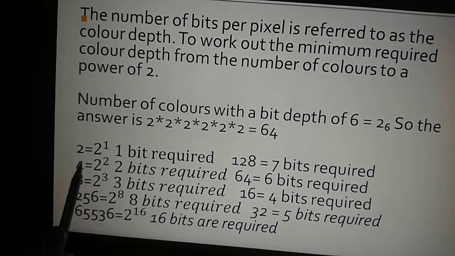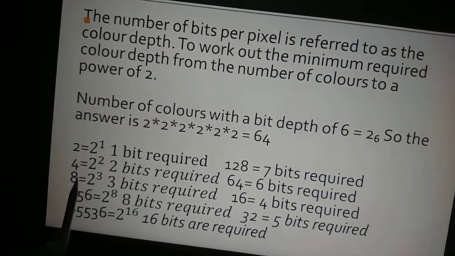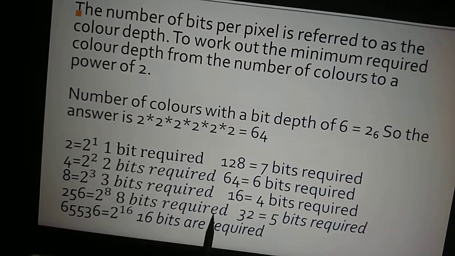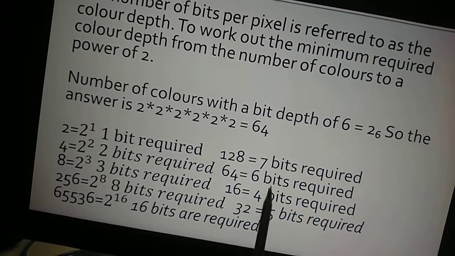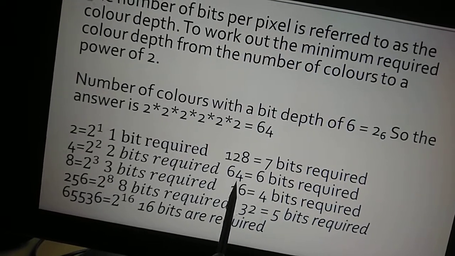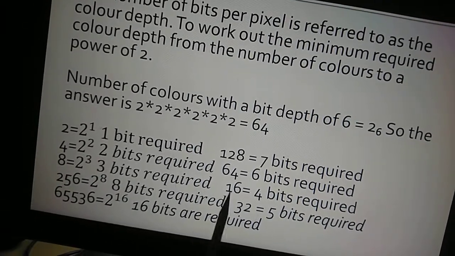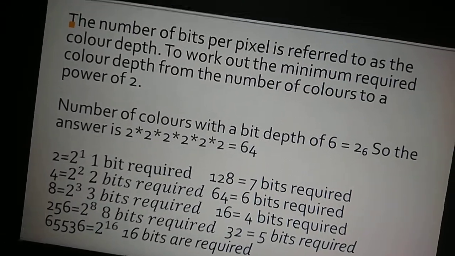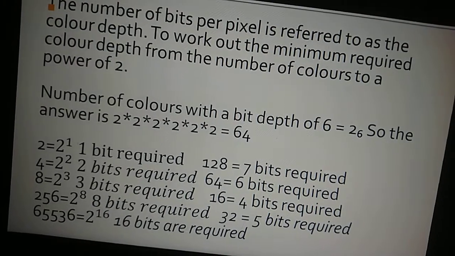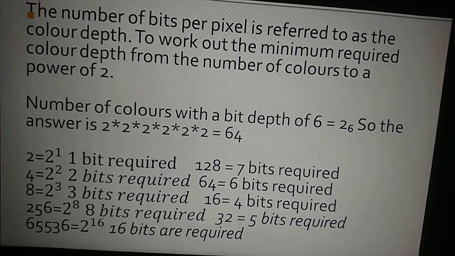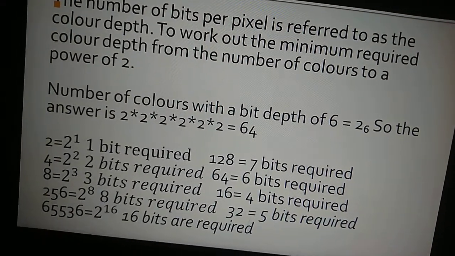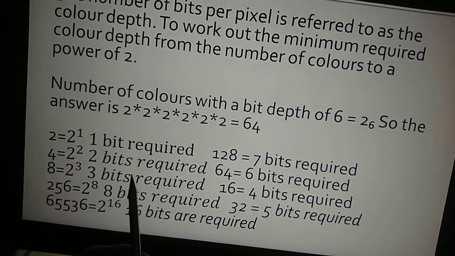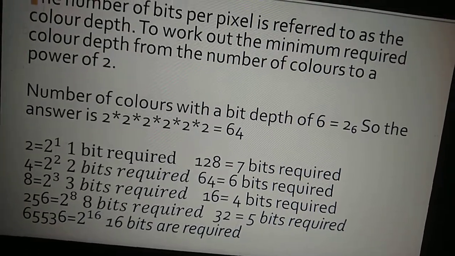So if you want 2 colours, you need 1 bit. If you want 4 colours, you need 2 bits. If you want 8 colours, you need 3 bits. And so on. If you want 16 colours, you need 4 bits. If you want 64 colours, you need 6 bits. If you don't have the right amount of bits, you cannot have that many colours in a picture. So the bit depth, by using these powers of 2, shows us how many bits are required to have a certain number of colours.